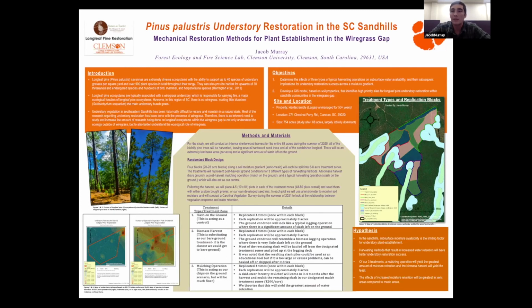Additionally, we also think that if there are any harvesting methods that result in increased moisture retention, they'll probably be more significant in xeric areas compared to mesic areas, because those areas are obviously drier, so any increase in moisture availability will probably be more significant. If there are any questions, that's pretty much all I have. We haven't really done anything as far as field work is concerned yet, so.